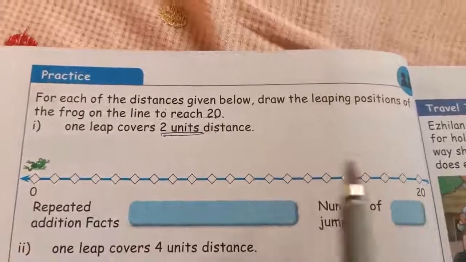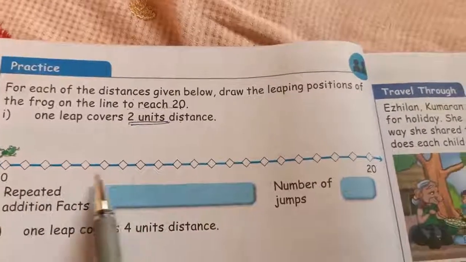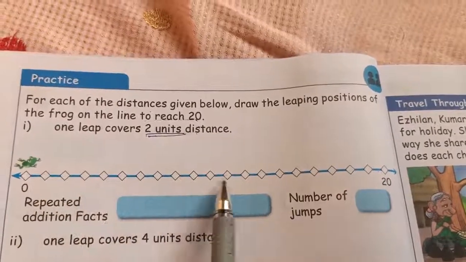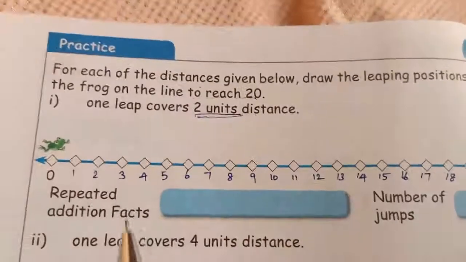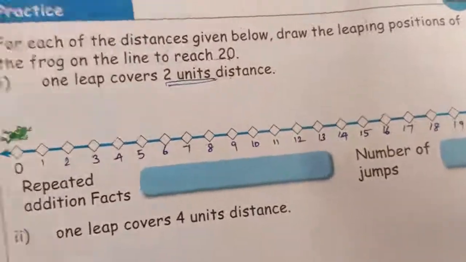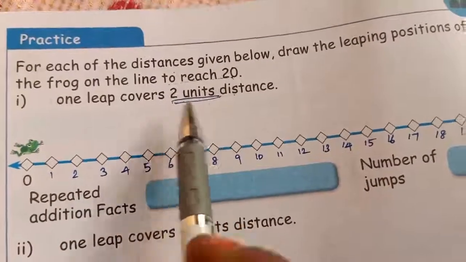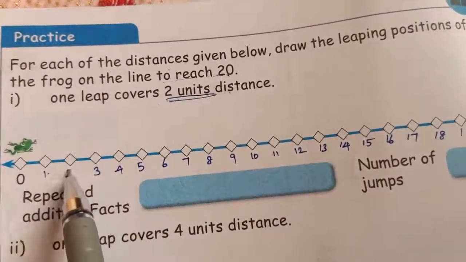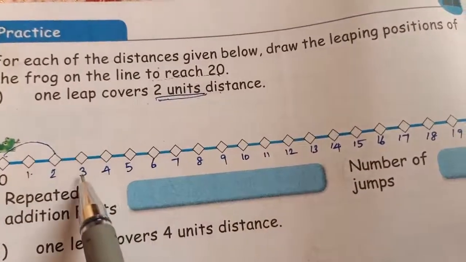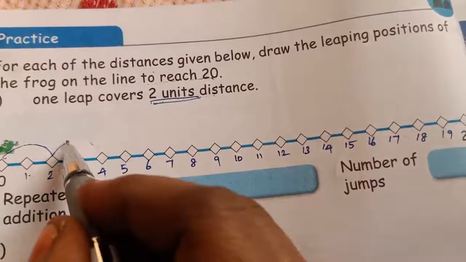0 to 20. How many units will it take for one jump? 2 units. See, down we have the number line. Now we can write the numbers 0 to 20 on the number line. Next, this frog will take how many units for one jump? 2 units. So, 1, 2. First jump is here. Next also 2 units, 3, 4. So 2 units more means that is 4.